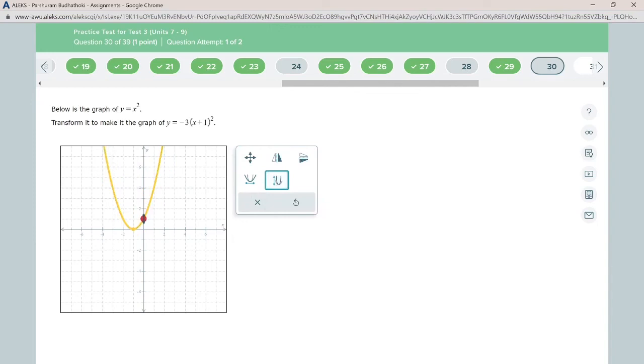So this point 0, 1 becomes 0, 3. Look at here, multiplying by 3 means you are just multiplying the y coordinate by 3. So 1 becomes 3. And then after that, this negative means it's a reflection about the x-axis, yes, because it's a -3. So reflection about the x-axis.